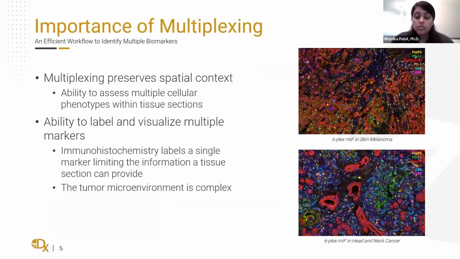Multiplexing is an efficient workflow to help identify biomarkers of interest. One advantage of multiplexing is it preserves spatial context, and we are able to assess all of the cellular phenotypes that are present within the tissue. In our lab, we utilize whole slide scanning, which is time efficient versus scanning specific regions of interest. Secondly, multiplexing allows for visualizing all of the biomarkers, whereas conventional immunohistochemistry usually only uses one biomarker. The ability to label multiple markers within a single tissue can provide valuable information about the complex tissue microenvironment.